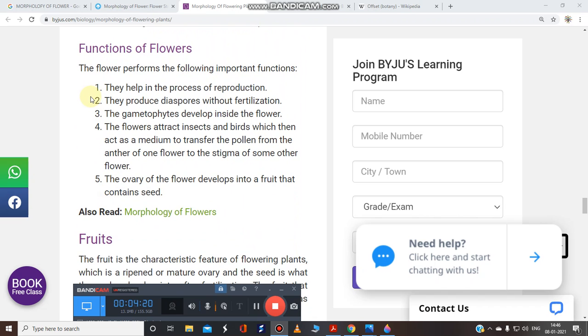So first of all, the functions. Function of the flower: they help in the process of reproduction. They are a major part in the fertilization, and they have an attraction property. They will attract insects and birds, and they act as a facilitator of pollination. Okay, and we know the ovary of the flower develops into a fruit that contains seed. किसी भी प्लांट पे सबसे पहले फूल लगेंगे, उसके बाद फ्रूट होगा. Okay, the ovary of the plant develops into a fruit that contains seed.